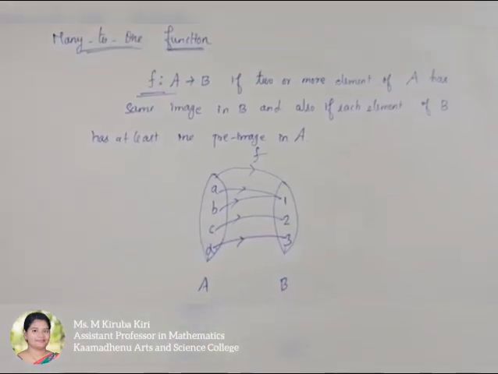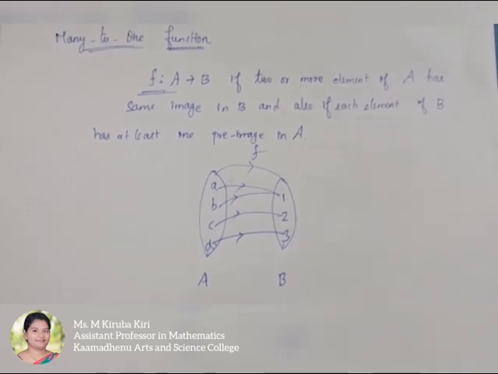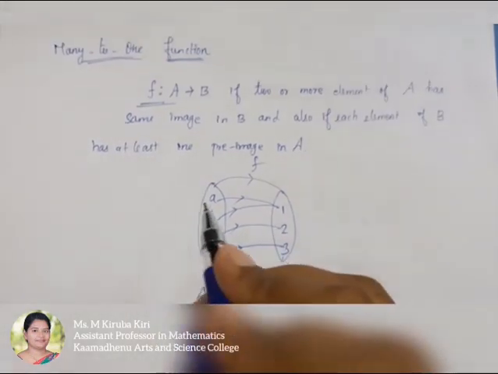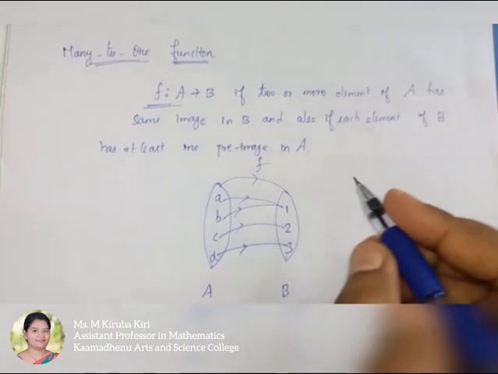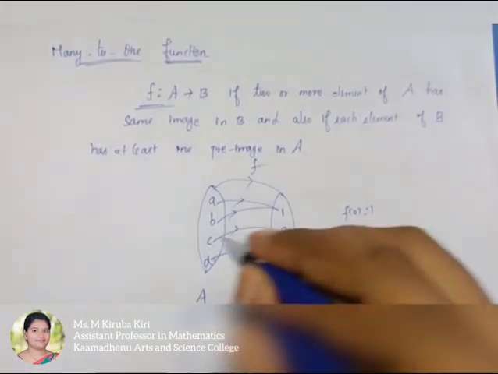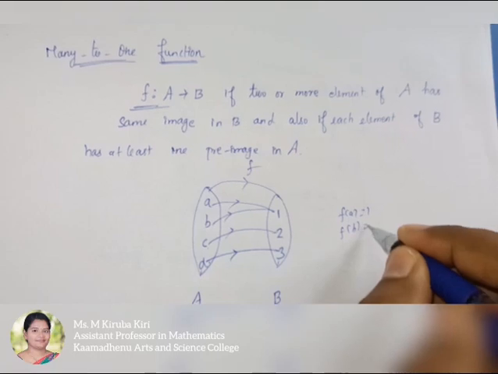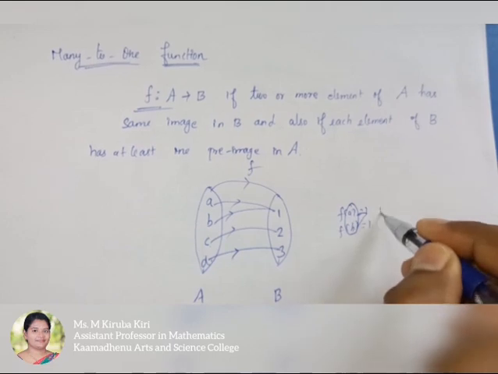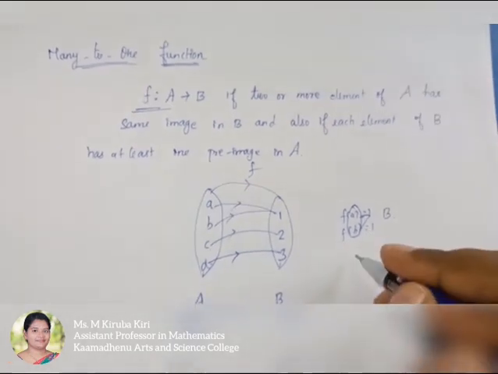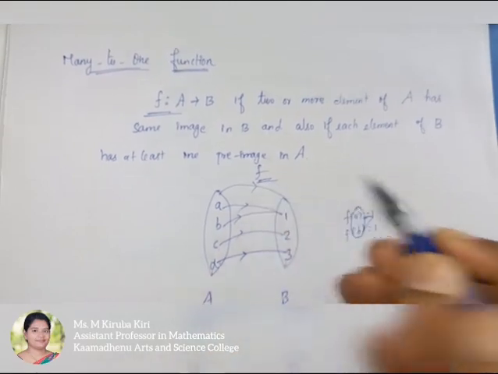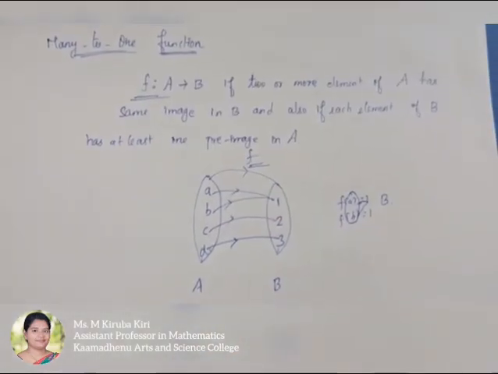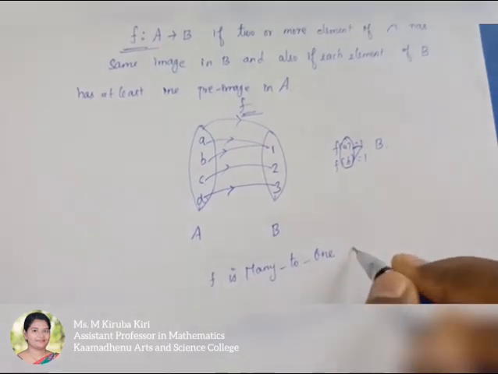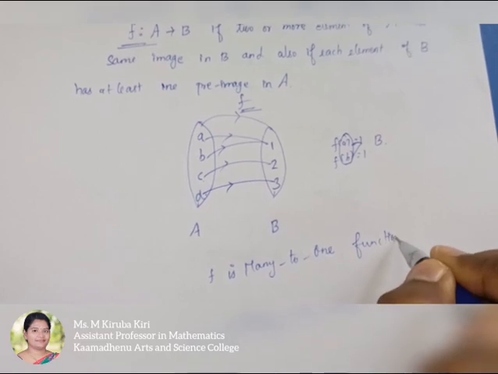Now we have to check the first condition of many to one function: if two or more elements of A have the same image in B. What is the image of a? Image of a equals 1. And what is the image of b? Image of b equals 1. Then two elements have the same image in B. Therefore, we clearly say that this f is a many to one function.